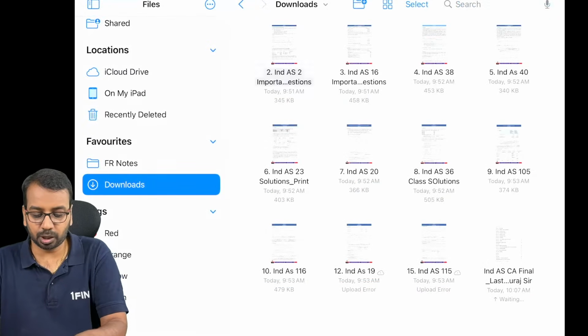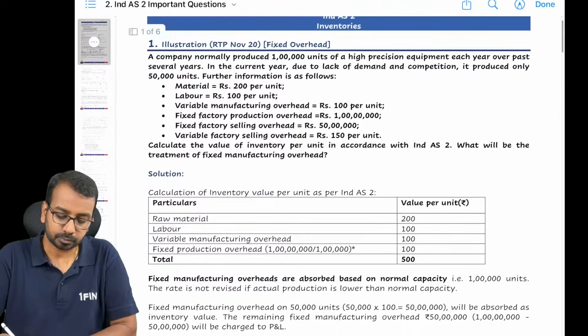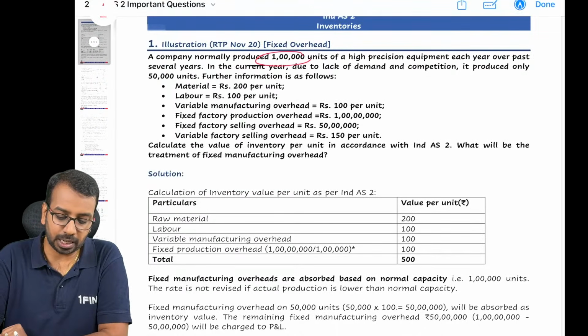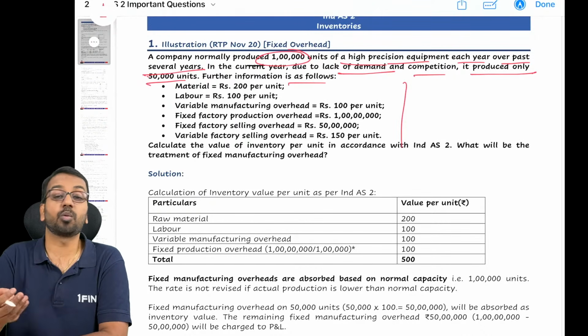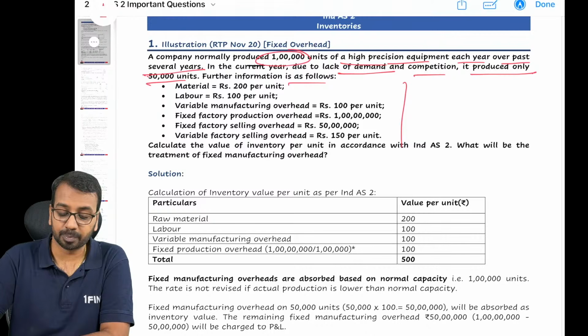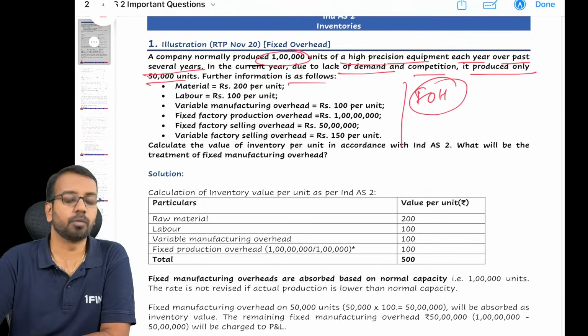Now, coming to the important questions. A company produced 1 lakh units of a high precision equipment each year over the past several years. Due to lack of demand and competition, it produced only 50,000 units. Further information is given below. Now, in this question, what is the only adjustment we need to look for? What is the treatment of fixed overhead?